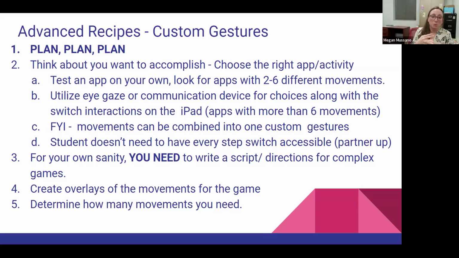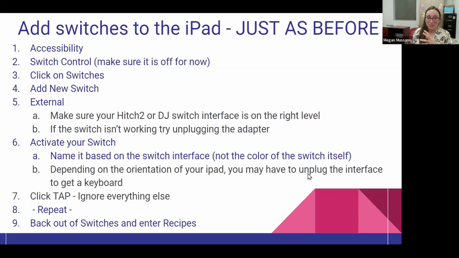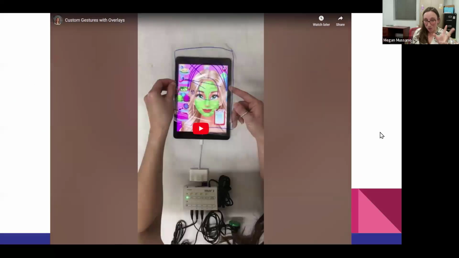You can combine a couple of movements into a custom gesture. So I'm going to show you how to do that. Let me just jump into it, but just know that you do have to write down what you actually do and write a script so that you know what level can actually program everything. And here is how I do it. Just as before, you add all your switches in. But then once you have switches, here's my fun secret.